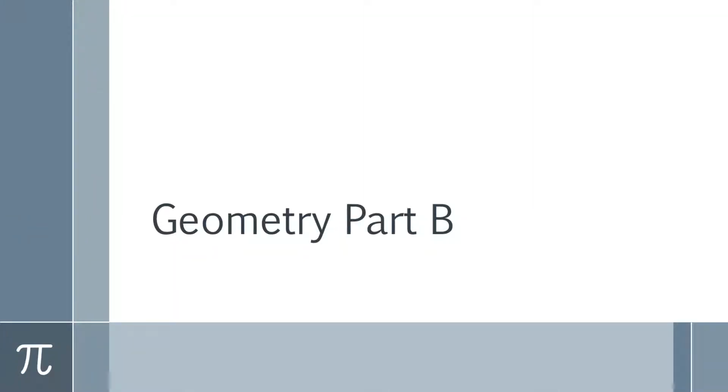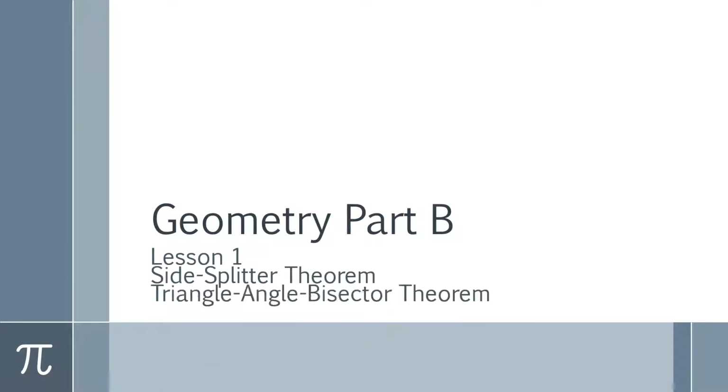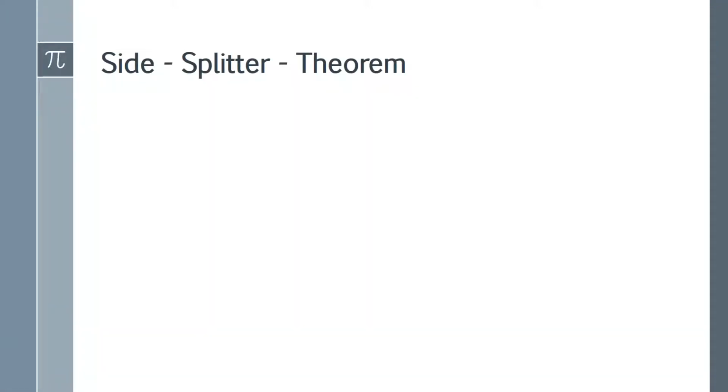This is Mr. Rowe. We're looking in Geometry Part B. This is Lesson 1, and we're going to talk about two theorems, the Side-Splitter Theorem and the Triangle-Angle-Bisector Theorem. So let's take a look at what these mean. These are discussed in the lesson content. So let's take a look at the Side-Splitter Theorem.